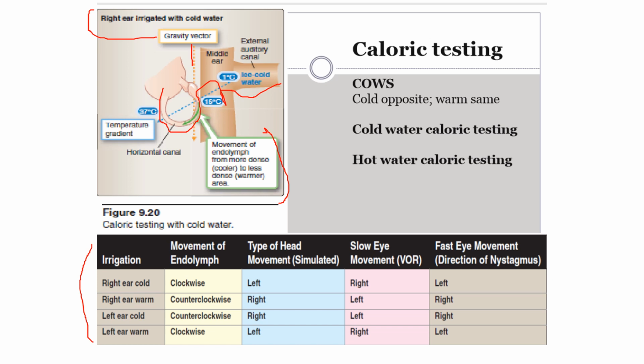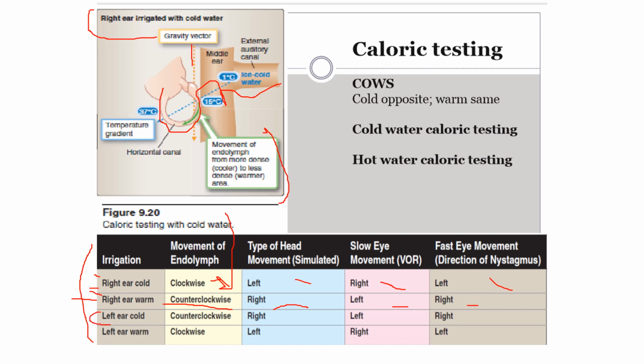Okay. Down here, our chart, irrigation right ear. We would see, this is for cold water, we would see a clockwise movement. Type of head movement that it's stimulating or simulating is left. Slow eye movement, VOR right. Fast eye movement or direction of nystagmus, left. Cold, warm. Okay, right ear warm, counterclockwise endolymph movement simulates right head movement, slow left, fast right.